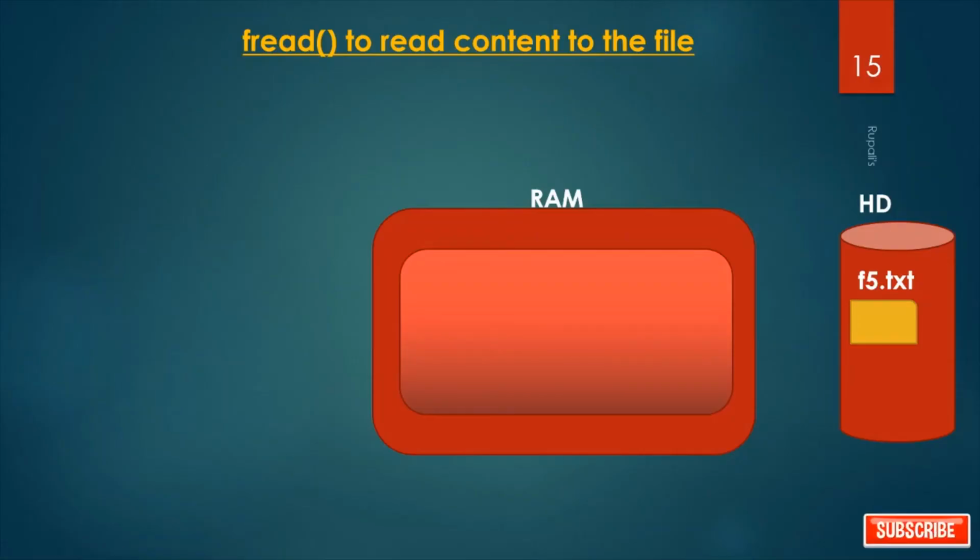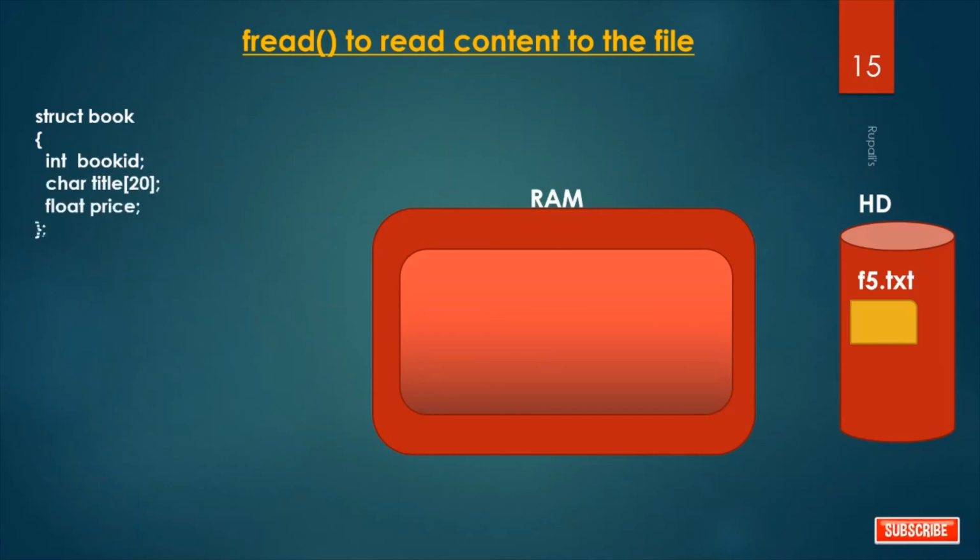Take another programming example of fread. So here we define one structure book. The variables are one integer variable book ID, one character array for title, and one float variable for price. Now in main, we declare one variable b1 of type struct book and one file pointer fp pointing to the file structure. fp holds the address of that file structure from which we want to read.